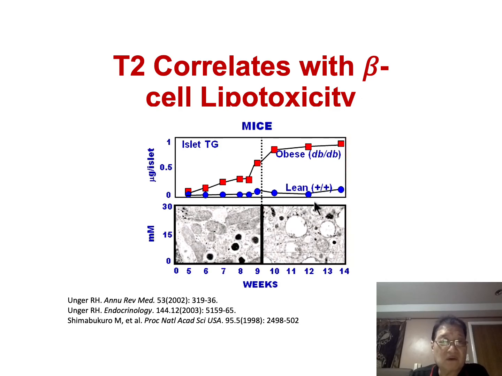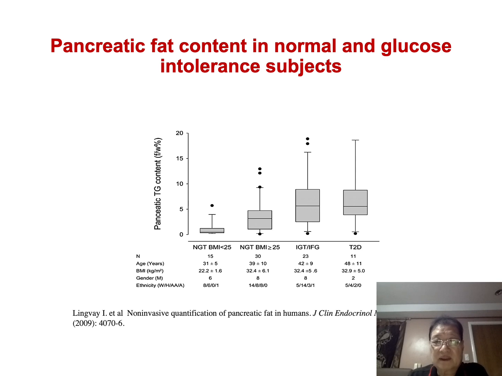Because these are all animal experiments. Now, the graphic shows it does. Linkway et al. used magnetic resonance spectroscopy to determine the pancreatic fat content in human subjects and compare it to their degree of glucose intolerance. You look at the normal weight, glucose tolerant subjects, which were compared with obese, glucose tolerant and obese, glucose intolerant subjects.